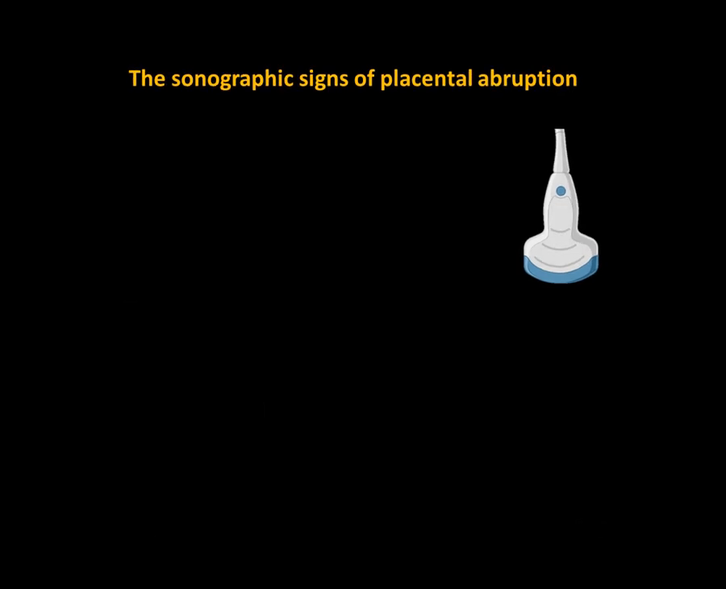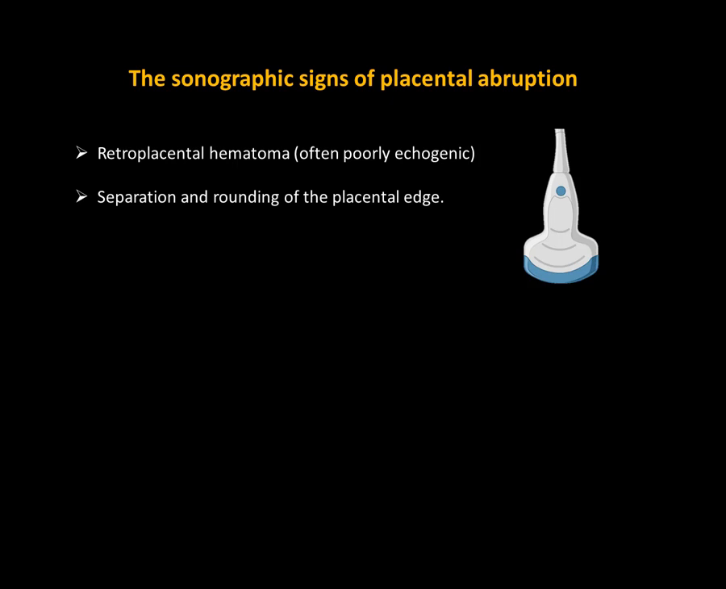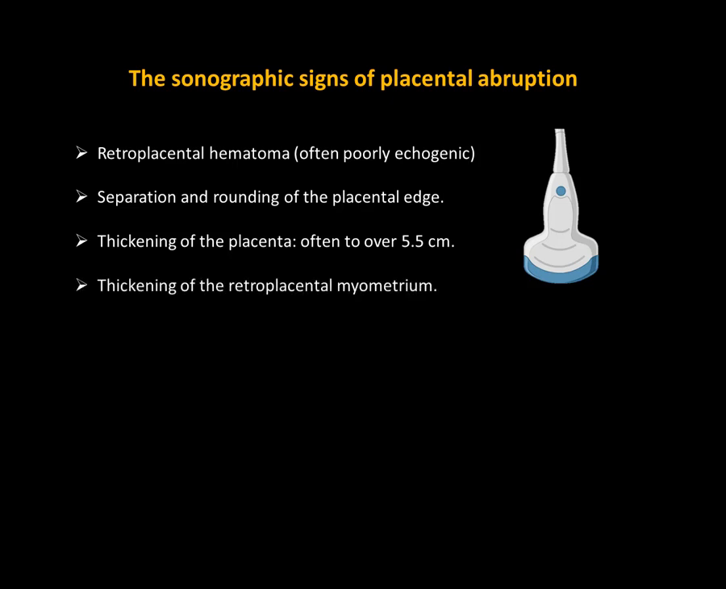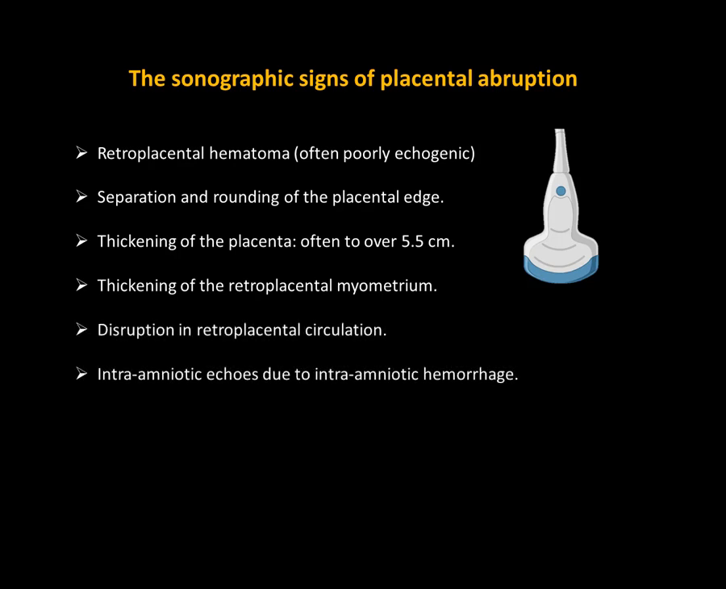Ultrasound features suggestive of placental abruption are retroplacental hematoma, often poorly echogenic, separation and rounding of the placental edge, thickening of the placenta, often to over 5.5 centimeters, thickening of the retroplacental myometrium, disruption in retroplacental circulation, intraamniotic echoes due to intraamniotic hemorrhage, intermembranous clot in twins.